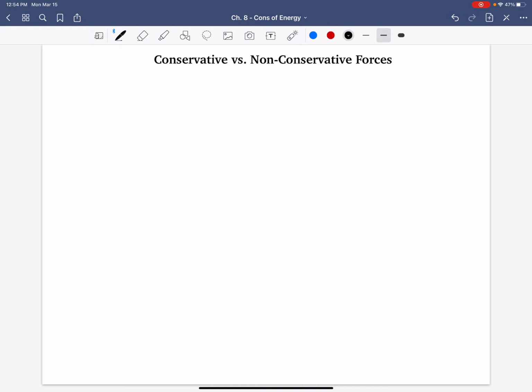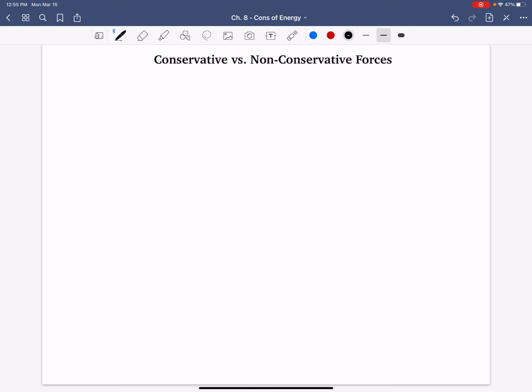Chapter 8 deals more with the overarching concept of conservation of energy, and we'll see that in later videos. But in order to do that, we need to talk about the difference between these two types of forces. Conservative forces are not a type of force like the normal force or friction or gravity. Those are specific forces. But for lack of a better term, conservative forces are an entire branch of certain kinds of forces. Let me explain more with numbers here.